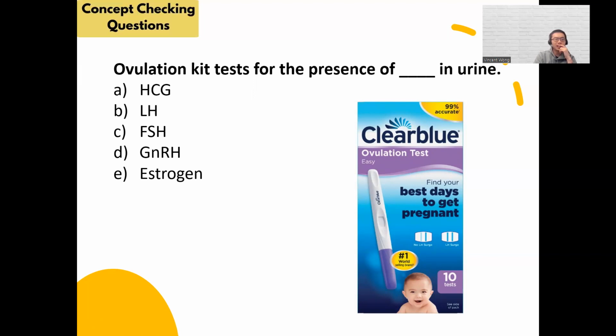Okay, so I see that people are getting confused between HCG and LH, okay? HCG is for pregnancy test. LH is for ovulation test. The surge in LH is what triggers the ovulation. That's the hormone that you need to test for, okay? HCG, again, pregnancy test.